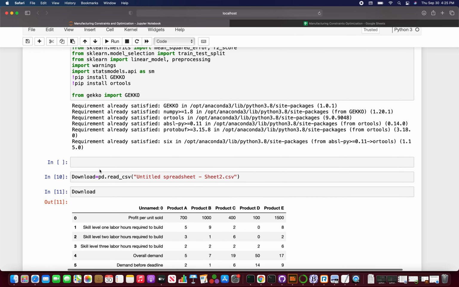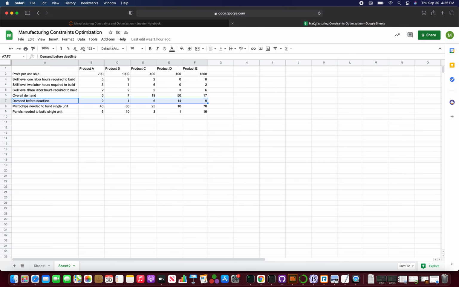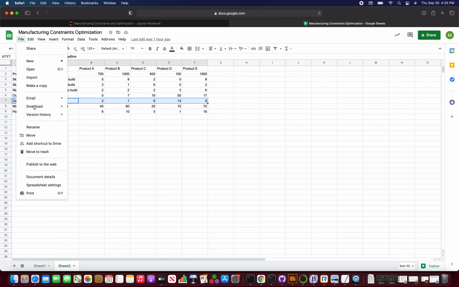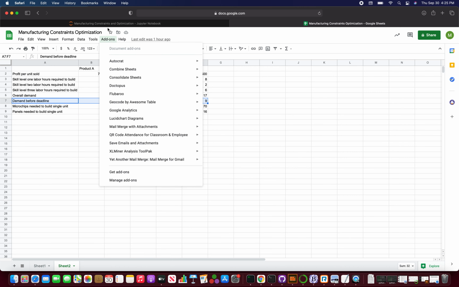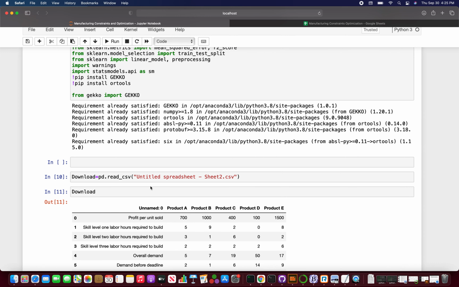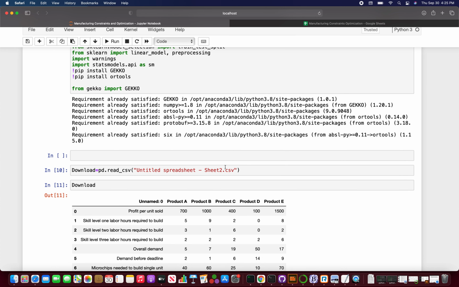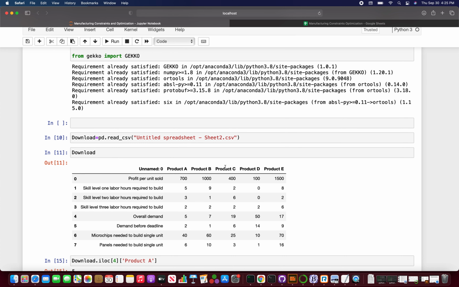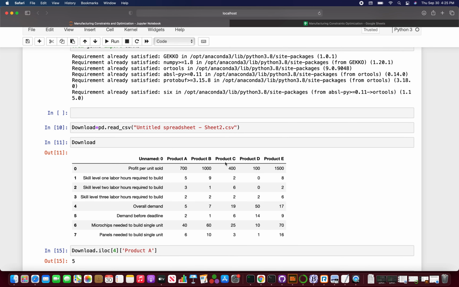So the first thing I've done is I read in the CSV file that I saved from our Excel table. You can go up to File here, Download, and download the file as a comma-separated values file. I should have saved it as a better title, but this is reading in the table that we just looked at. And we can see that when we print it out here, it's exactly the same as what was shown in the Excel sheet.